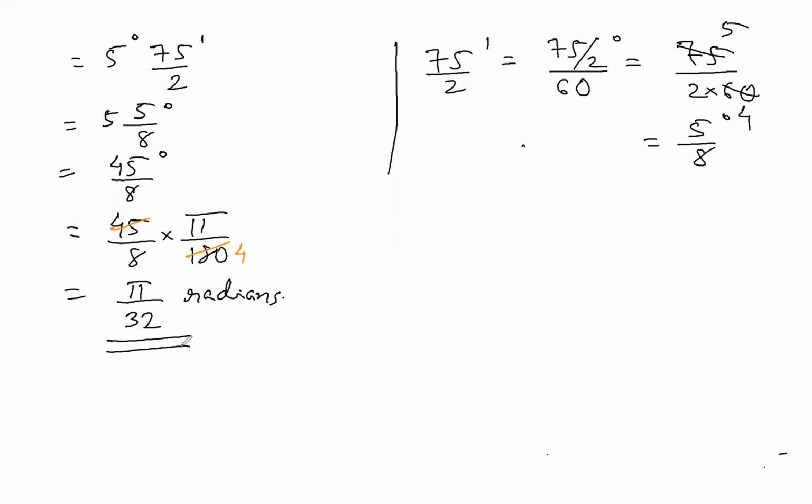Okay, so I hope this type of question is clear. I will give 2 homework questions based on this concept. The homework questions of degree to radian are: number 1, 520 degrees, and the second homework question is minus 37 degrees 30 minutes. The final answer there will be minus. So these 2 are the homework questions of this type, that means the conversion of degree to radian.